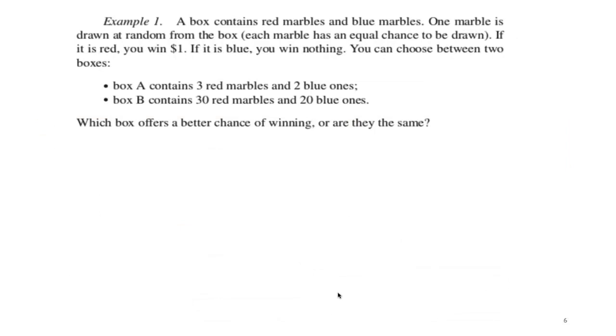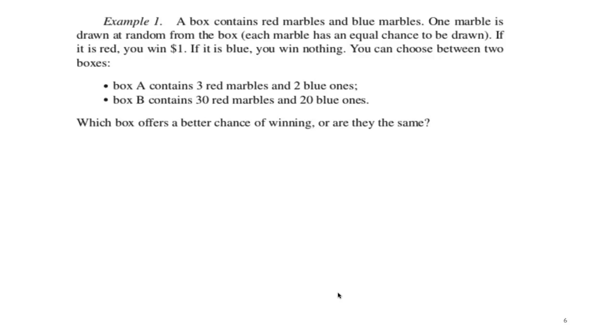Okay, so let's do some examples here. Suppose you have a box that has some red marbles and blue marbles, and we're going to pick out one marble from the box at random. That means each marble has the same chance of being drawn. If it's red, you win $1. If it's blue, then you don't win anything. Say you can choose between 2 boxes. Box A contains 3 red marbles and 2 blue ones. Box B contains 30 red marbles and 20 blue ones. So the question here is, which box offers the better chance of winning? Or are they the same?